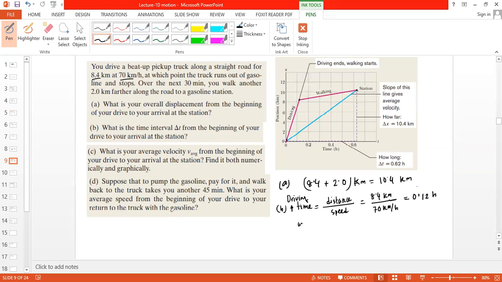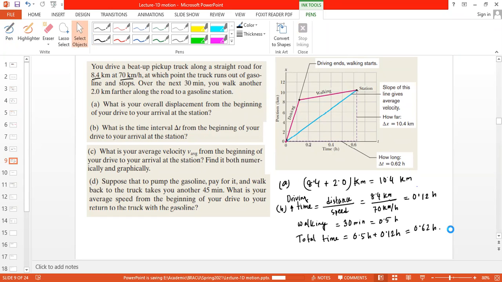And then he was walking for how long? Walking for 30 minutes, right? So 30 minutes is equal to 0.5 hour. So total time is equal to 0.5 hour plus 0.12 hour. So this should be 0.62 hour. Clear?